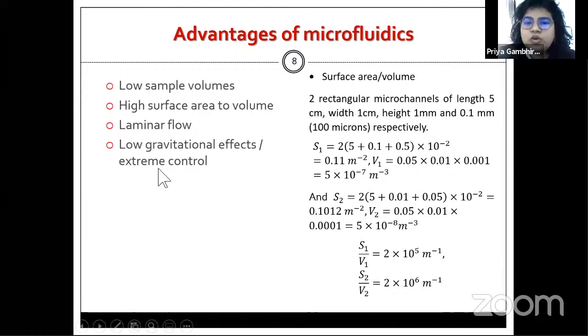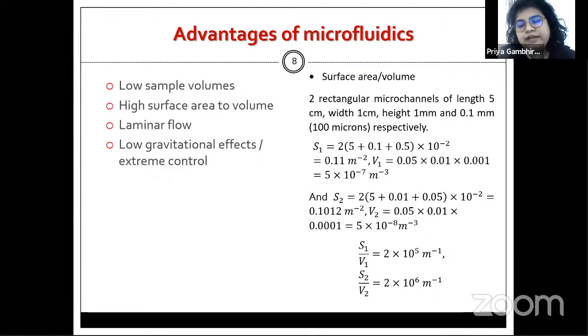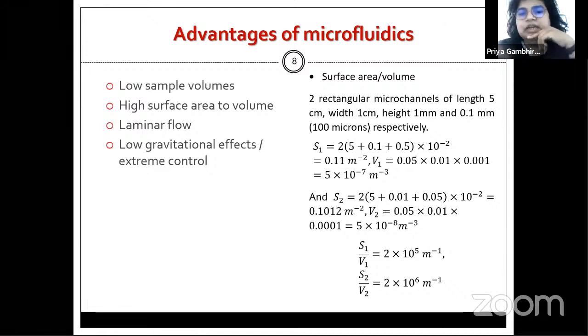And because it's so small in size, you don't have gravitational effects on the fluid. When you have a large tube and you flow a little bit of fluid in, the fluid settles on the bottom of the tube, or flows along the lower wall of the tube due to gravity. Whereas in microfluidic devices, because of their small size, they have very low volumes and masses of fluids in them. So gravity does not work on them.